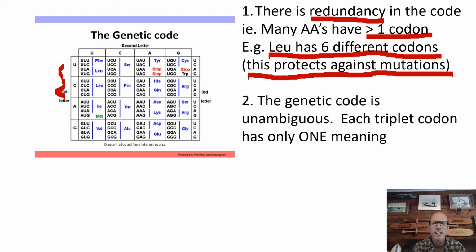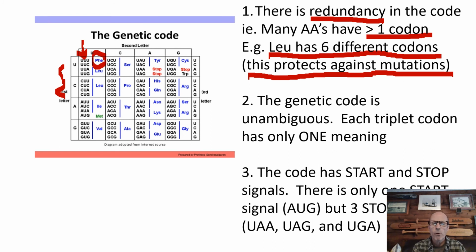Secondly, the genetic code is unambiguous. Each triplet codon has only one meaning. That means that if we're going to look at this codon right here in the top left corner that codes for UUU, that codon only codes for the amino acid phenylalanine. It does not code for another different amino acid.